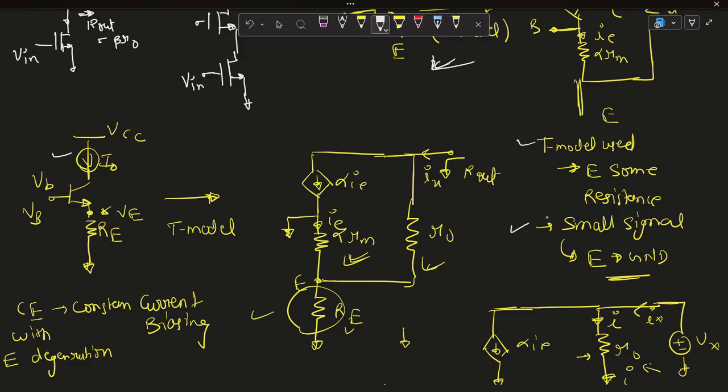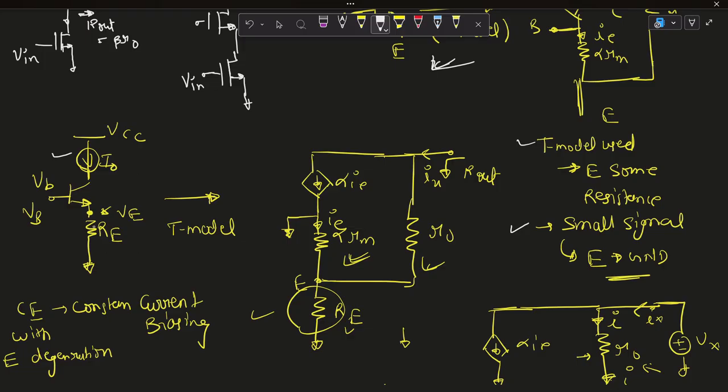And there is no full-fledged confirmed rule to use the T model or the small signal model. But there is some analogy. If you have any resistance in the emitter, like emitter degeneration, then use the T model, as this makes our analysis much easier as compared to the small signal model. When to use the small signal model? When the emitter is connected to ground. And when to use the T model? When the emitter is connected to some fixed potential or some resistance, then use the T model.